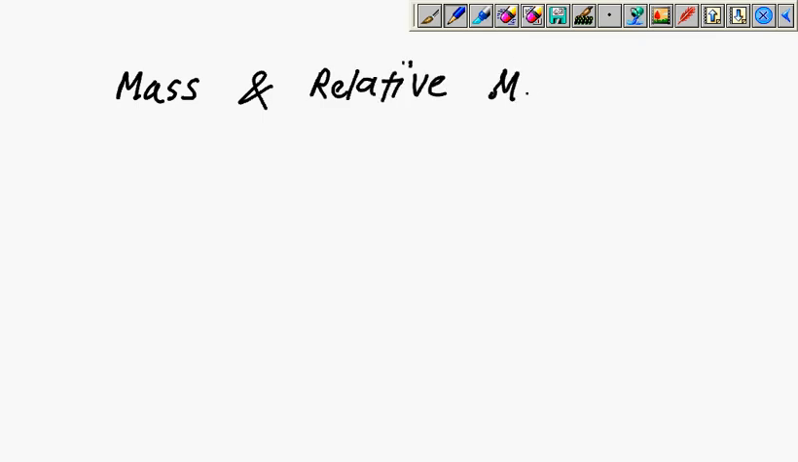Now, let's move one step further to understand the mass and relative mass, as well as molar mass. Okay, so we will try to understand each of these terms one by one. Now, let's start with a new page.